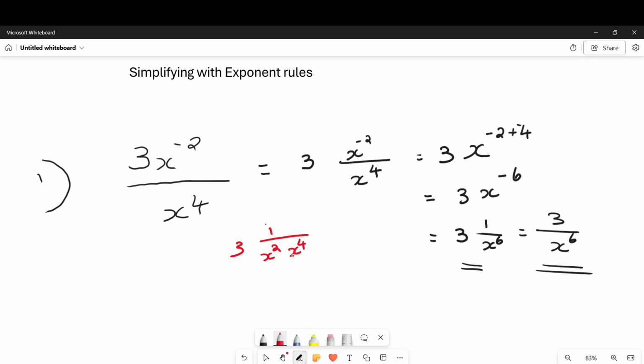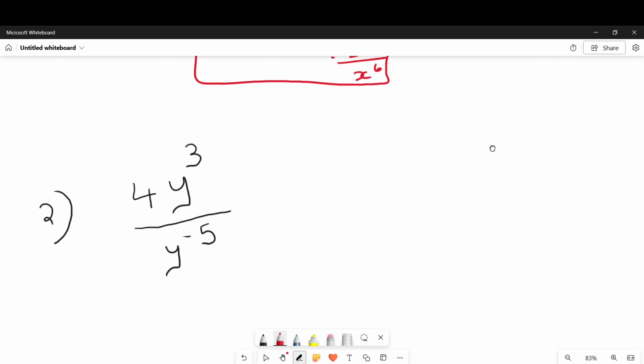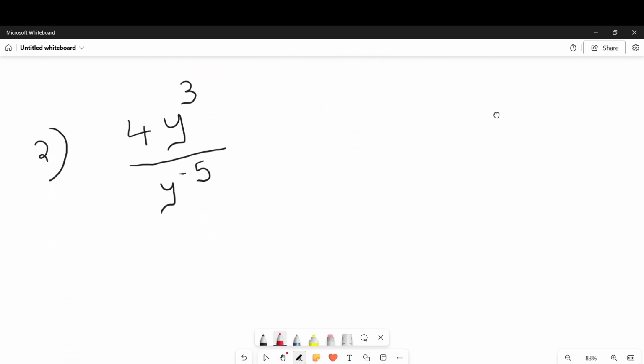So here what we're going to apply is the product rule. So the answer is 3 times 1 by x raised to 2 plus 4, which is equal to 3 by x raised to 6. So both ways we can find the solution, the simplified version of this expression. This depends upon you how you will use the radical and the exponent rules to simplify this expression.